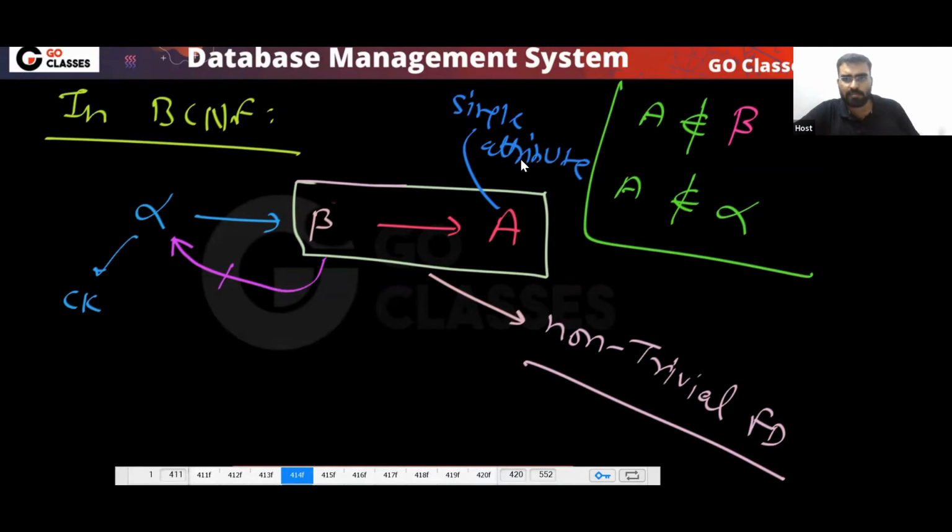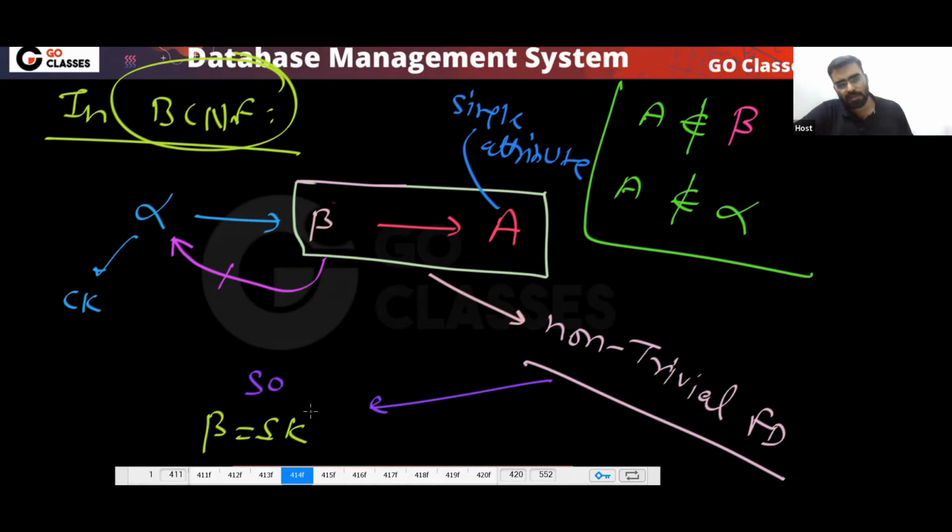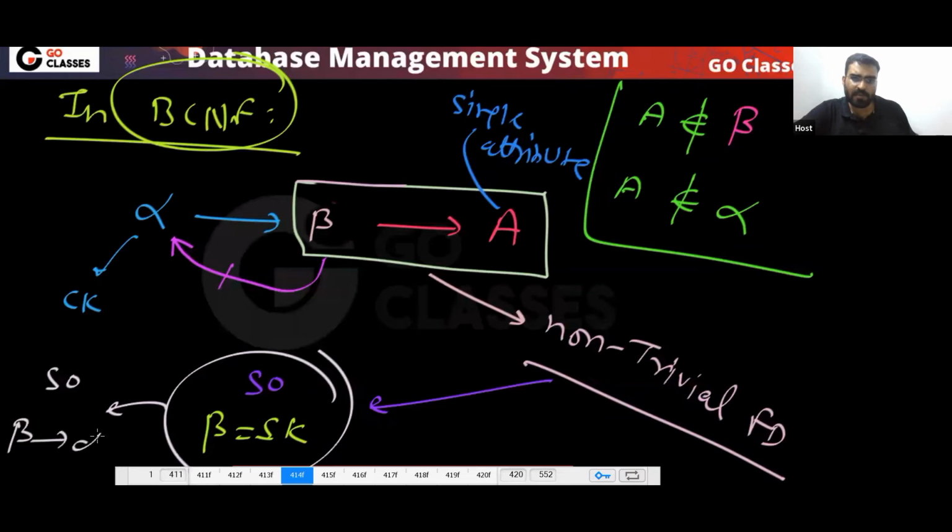So what should happen? Beta is a candidate key. So beta is a super key, because your relation is in BCNF. Is this clear? So this beta is a super key, so beta can determine alpha. Contradiction.